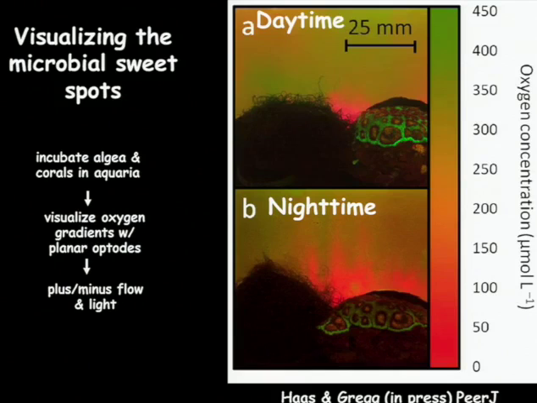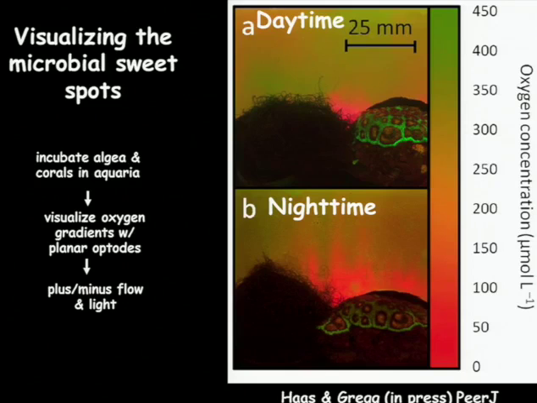Go back. Okay. So this is what it looks like. This is another way of looking at this. We're going to visualize this with things called planar optodes. What you see here, where it's green, that's where we have oxygen. Where it's red is where we have very low oxygen concentrations.